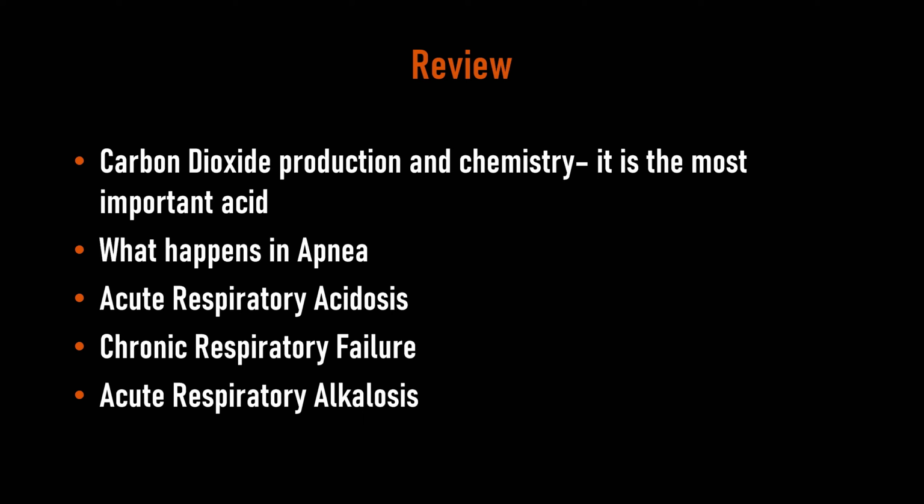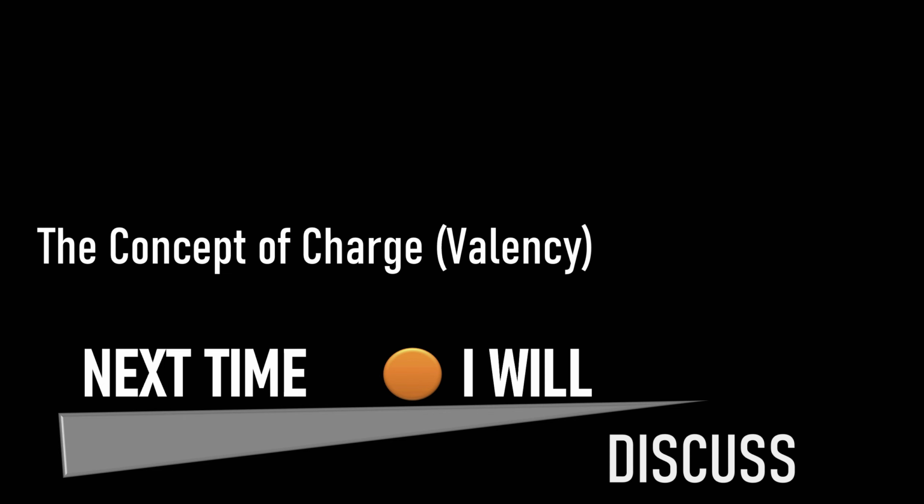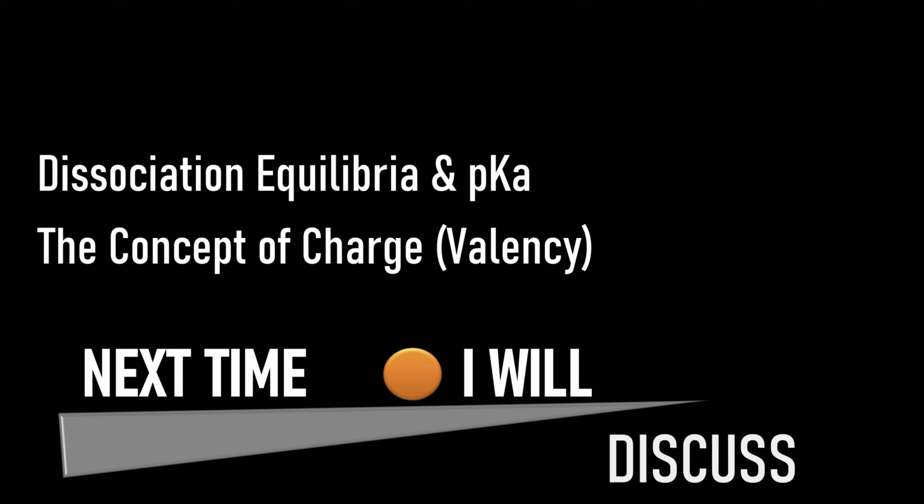I then went to explain what happens in chronic respiratory failure. Principally, the bicarbonate goes up and the chloride goes down. And finally, we looked at acute respiratory alkalosis. And we looked at the change in the bicarbonate, which falls with the increase in the alveolar ventilation and the fall in the PCO2. Next time, we're going to look at ionic charge and valency and why this is important in acid-base chemistry. And I'm going to look at the dissociation equilibria and pKa for ions, and we're looking at strong ions at the end of that tutorial. Join me then, and I guarantee you'll learn something.